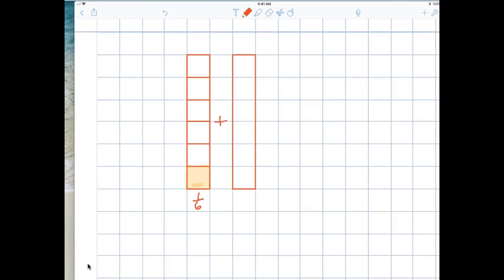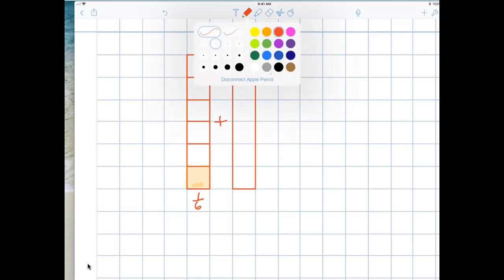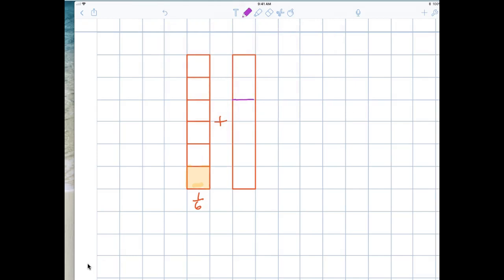And now I'm adding it to 1/3. So now what I want you to do is recognize this. Please just pay attention. I want you to recognize that this now represents 1/3, because I divided it up into 3 equal parts. So now in your brain, you should be able to say, I can't add those together because they're not the same units.